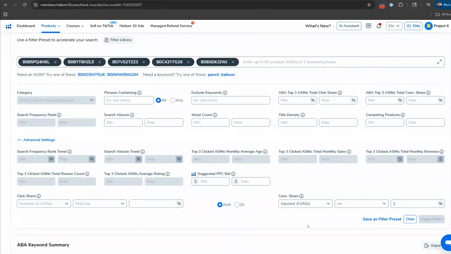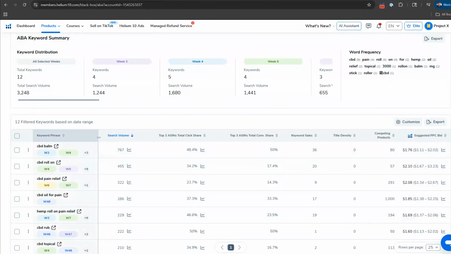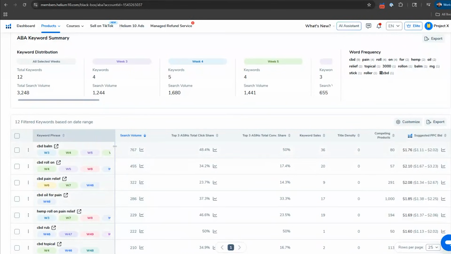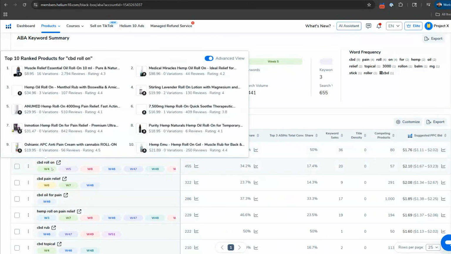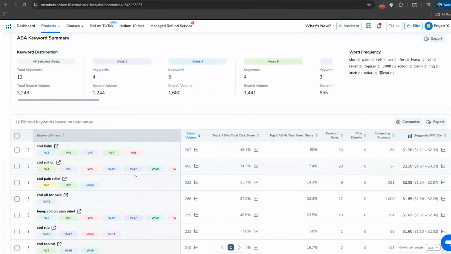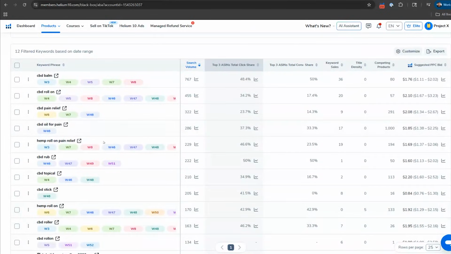And now instantly, I'm going to see a list of keywords that Amazon, not Helium 10, is saying brought me sales or my competitor sales. And take a look, there's 12 keywords here. All right, so we see CBD balm. And do you see these weeks? This is telling me, like CBD roll-on, that almost every single week I had chosen, one of those 3 products was one of the top 3 clicked. Here's some more keywords: CBD stick, CBD topical, hemp roll-on, CBD oil for pain roll-on. All of these keywords is what Amazon is saying brought sales.